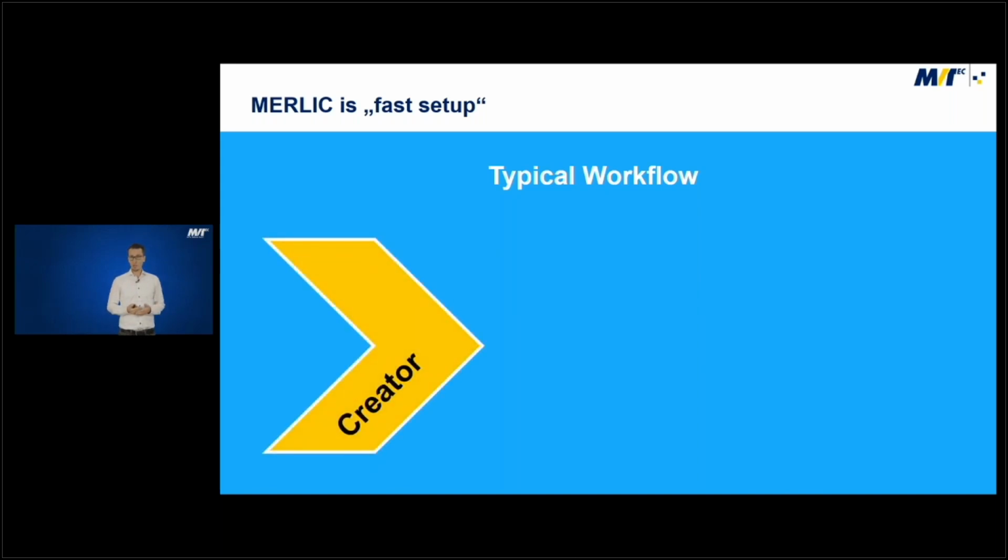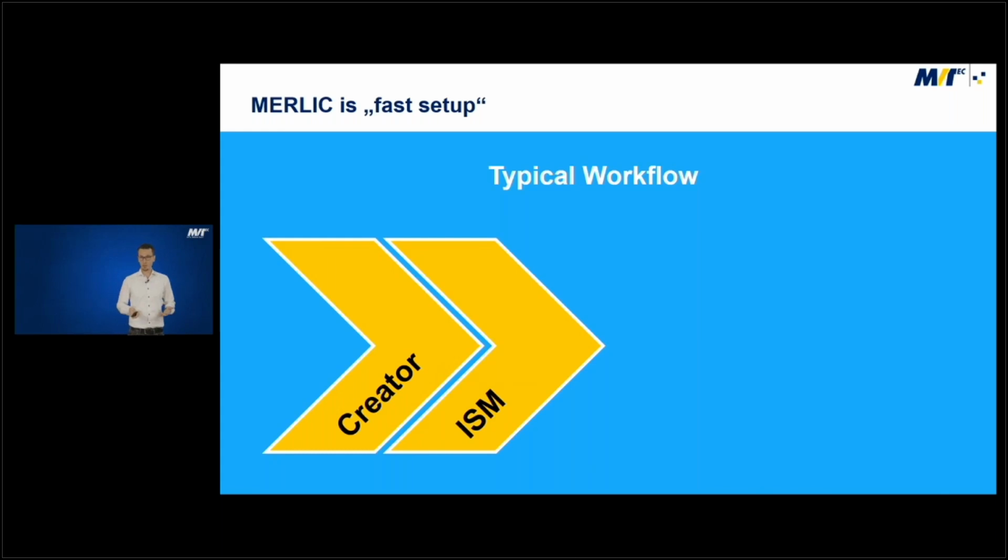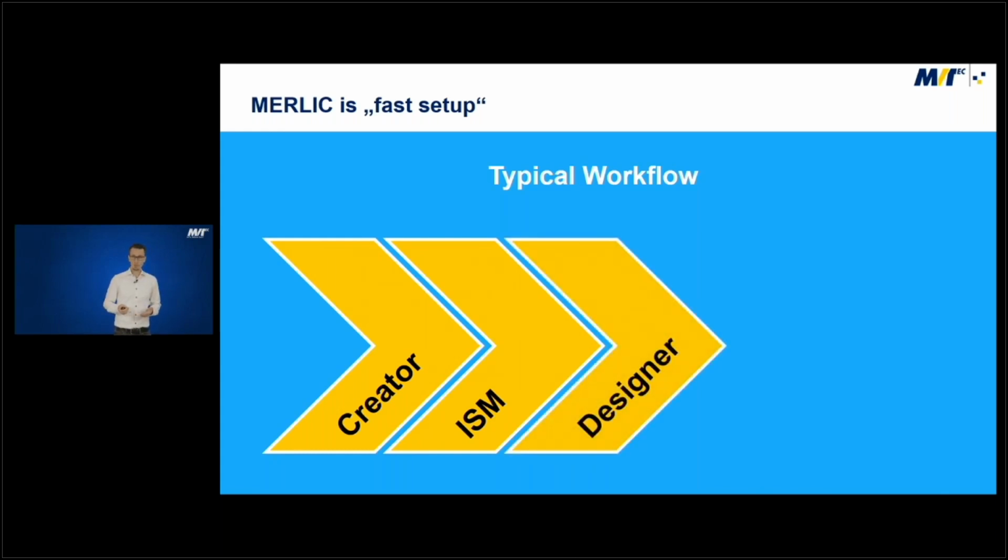We open the Merlick creator. This was the user interface we saw before, creating our machine vision app, starting our image source manager for setting up the camera or the image source with the ROI, exposure time, or even the trigger mode. Then we open our Merlick front-end designer. You saw already how this is going to work.